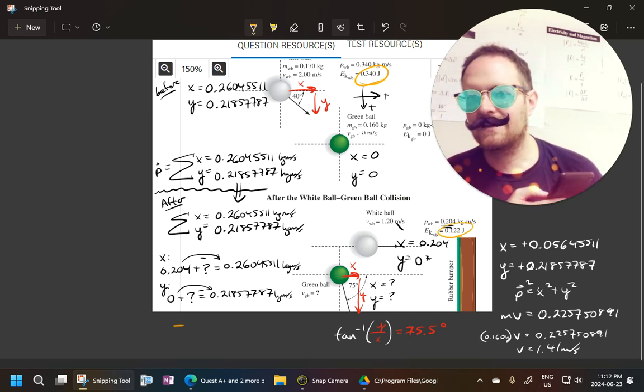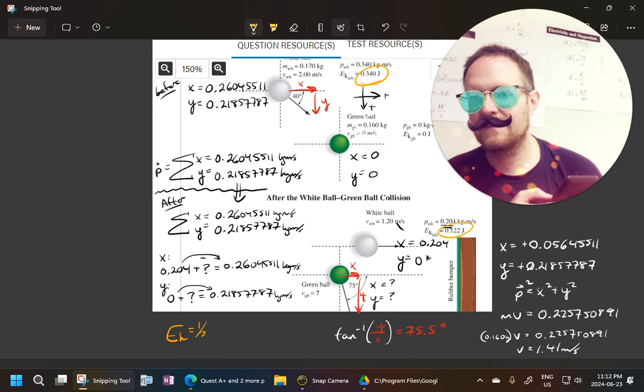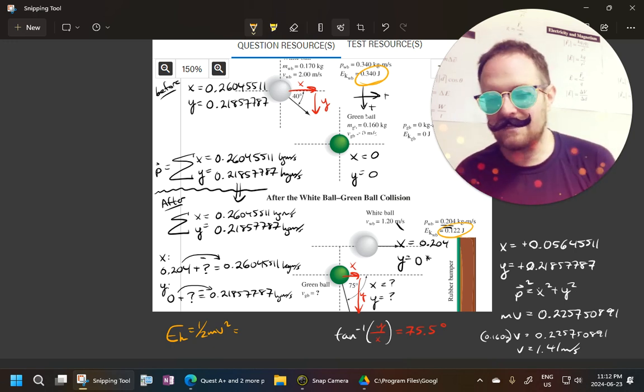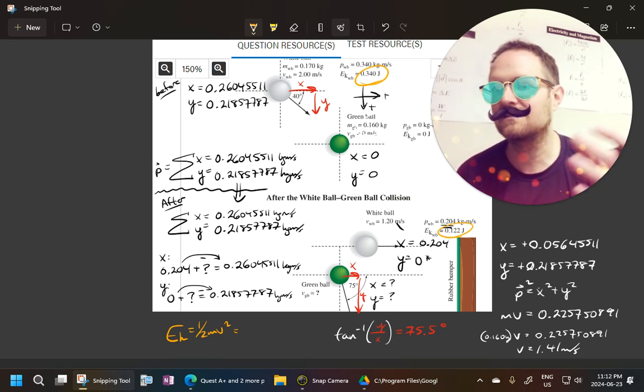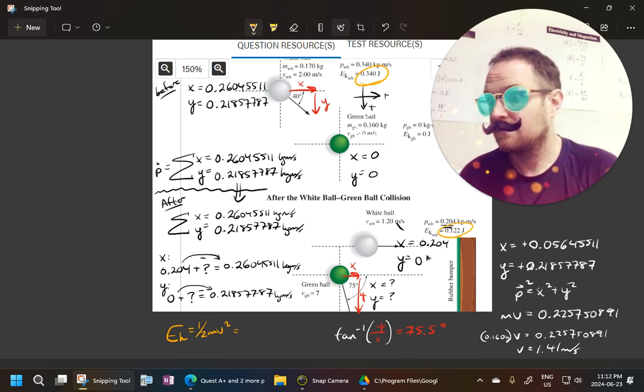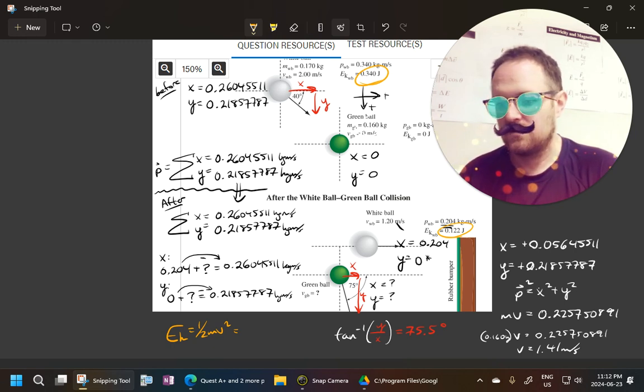Can I find the kinetic energy of my ball afterwards? And if my kinetic energies are conserved, it's elastic. 99% of the time, macroscopic things like this are not going to be that way. But let me just double check here. I already know the answer. I could just move on, but okay, so I got that. I'm going to square my velocity. I'm going to times it by my mass.